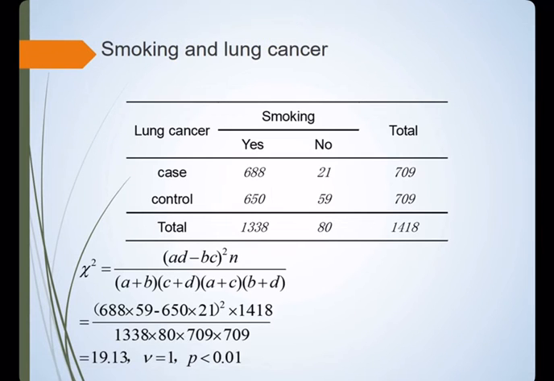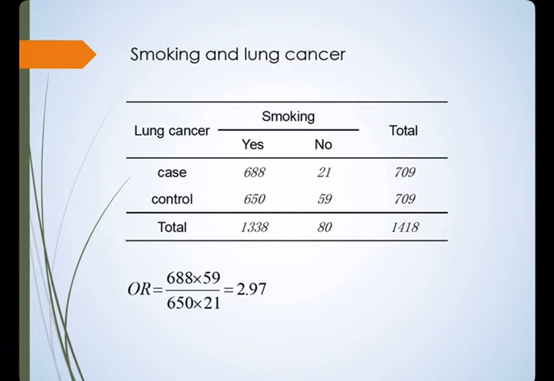For example, let's take again the example of the association between smoking and lung cancer. Here we can use the chi-square test to show the association between smoking and lung cancer. In the chi-square test, the value of the chi-square is 19, with 1 degree of freedom, and we can see that the p-value is less than 0.01, so we can confirm that there's some association between lung cancer and smoking.